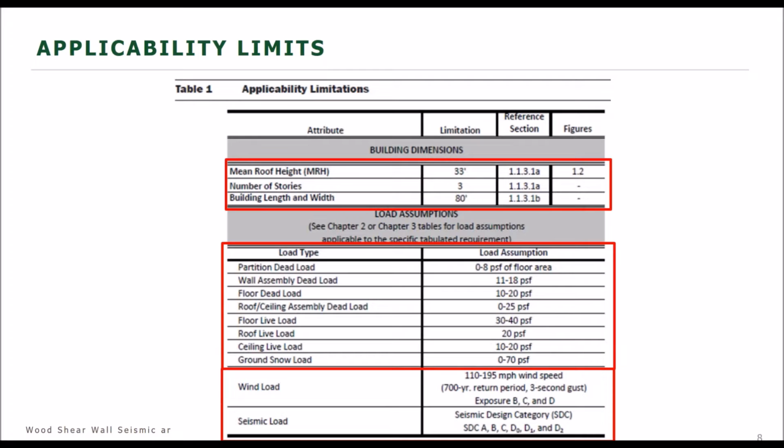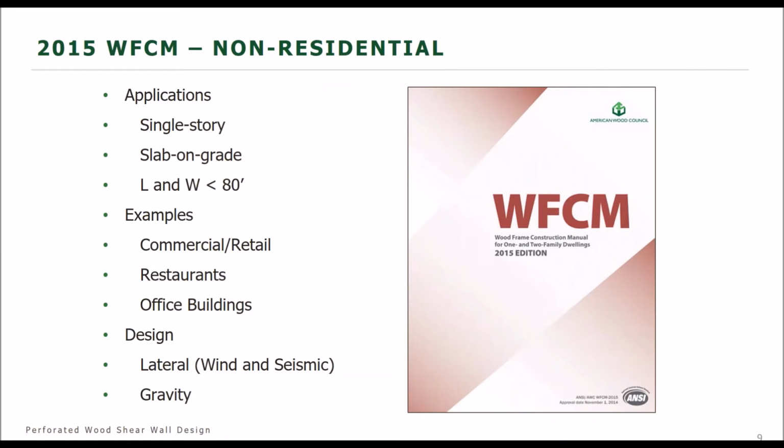We do have provisions for exposures B, C, and D as well. Now, I mentioned that this is primarily a document for residential construction. However, there are some applications for single-story, slab-on-grade structures, for example, as long as it is within the limitations laid out in Table 1. So it's going to be based on the size of the structure.